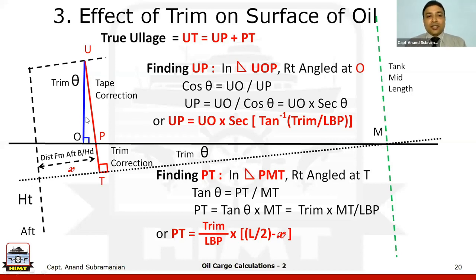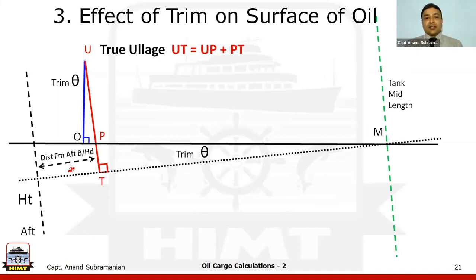So once we know the ullage, which is given in the numericals, we first apply tape correction and the trim correction. But if a radar gauge is given, please ignore the tape correction because you already have UP in hand. So we directly apply the trim correction. That is the only thing. And the formula is this: UP is equal to UO into secant of tan inverse trim by LVP. It sounds pretty complex over here, but when we do 2 or 3 numericals, this is very simple. When you compare the Haversine formulas and all the other formulas we use in navigation, this is nothing. Once you do a couple of numericals, this equation also comes automatically.